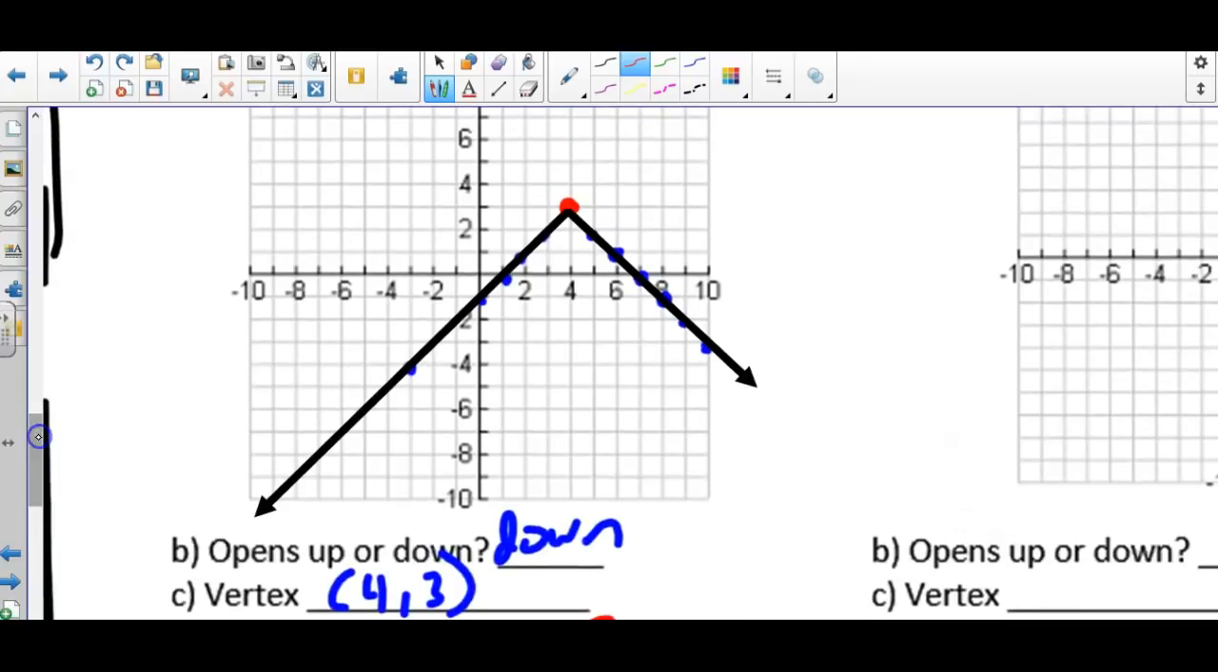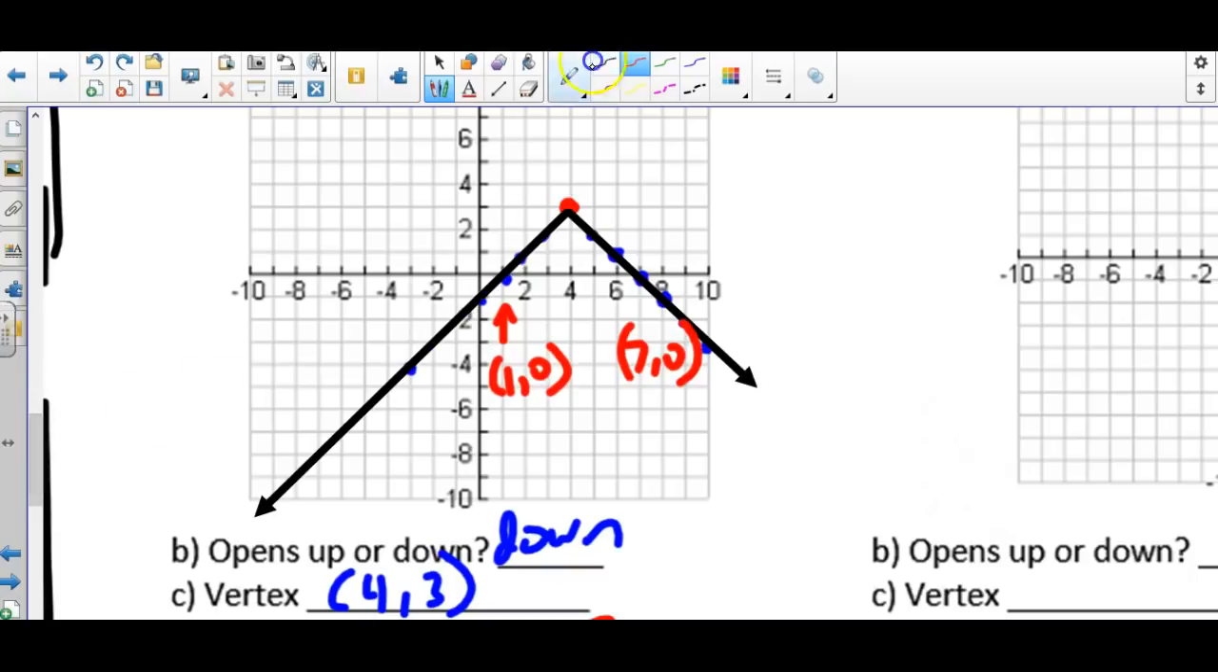Now, intercepts. Are there any intercepts that we can see? Yep, we can see these intercepts. Here's one intercept right there, and that's going to be x is 1, 0. All right, and this one, we have x is 7, 0. So those are my x-intercepts.